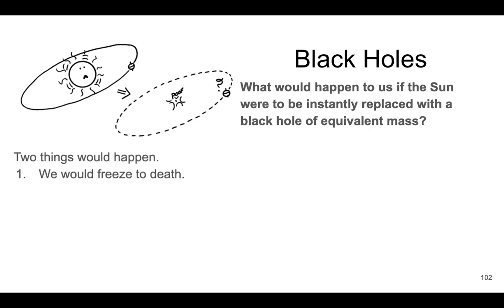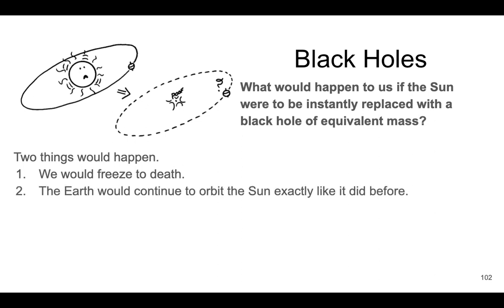First thing is we would all freeze to death. It takes about 8 minutes for the light from the sun to get to Earth, so we wouldn't know that this had happened for about another 8 minutes, but then rapidly it would start to get really, really cold here. We wouldn't actually freeze instantly because there's heat trapped in the Earth and all that stuff, but we would freeze to death. The other thing that would happen would be basically nothing would happen.